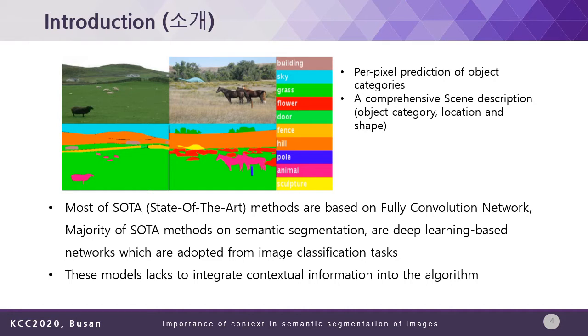What is semantic segmentation? Semantic segmentation is the task of per-pixel classification of objects in an image. It gives us a comprehensive scene description like object category, location, and shape. Most state-of-the-art methods are based on fully convolutional networks, which are adopted from the image classification task. However, this model lacks the ability to integrate contextual information into the algorithm.